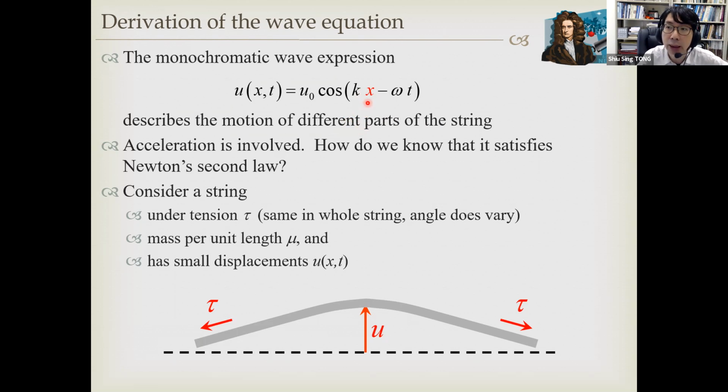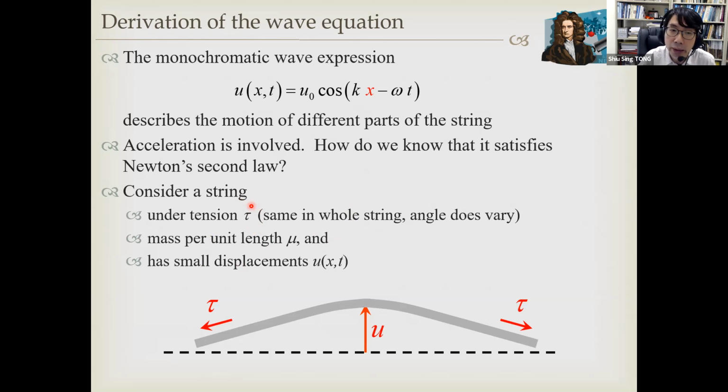Now we will let you see why acceleration is involved in the wave motion. And when we derive the so-called wave equation, we will show you that this acceleration needs to satisfy Newton's second law. Okay, we will start with Newton's second law and show that this wave motion is in fact the solution of the equation F equal to ma, a consequence of Newton's second law F equal to ma.